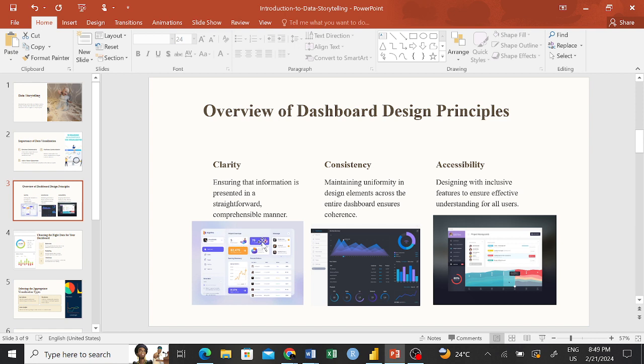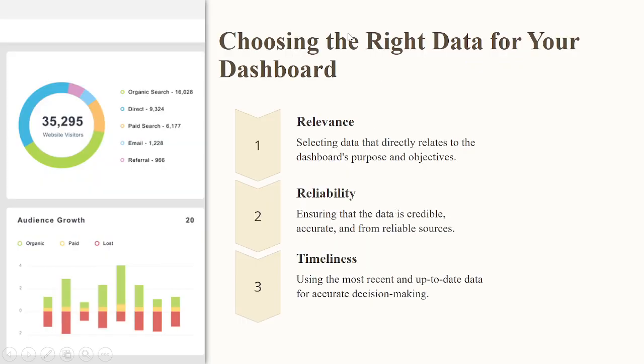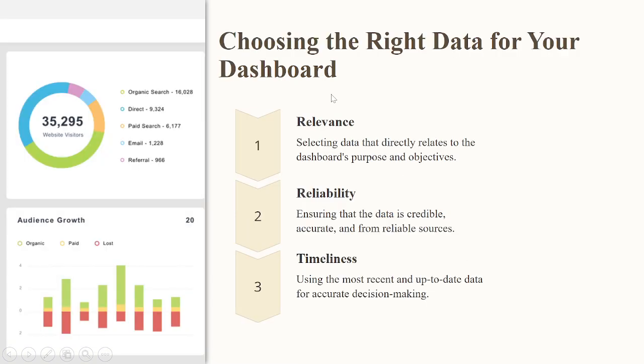Clarity is in terms of enabling us, or maybe having titles for every visualization that you're doing. Choosing the right data for your dashboard. But again, I'll twist it in another way, choosing the right visual for your data, but we're going to speak about it here in this case. You have to consider relevance, selecting data that directly relates to the dashboard's purpose and objectives. Reliability, ensure that the data is credible, accurate, and from reliable sources.